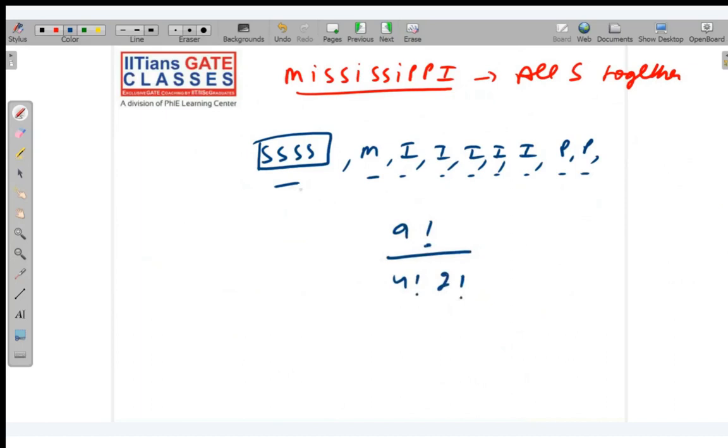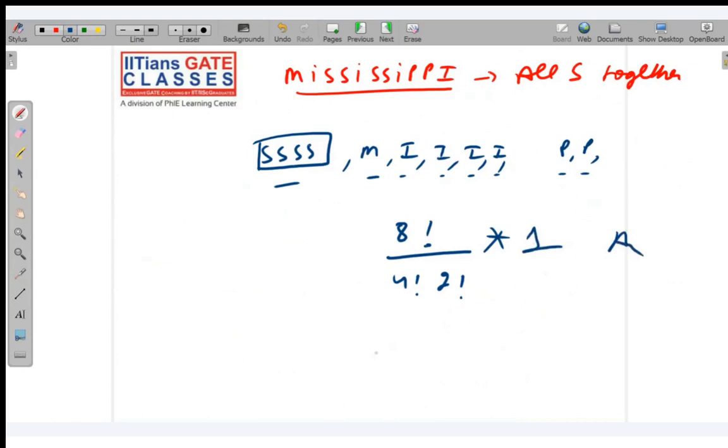Let me see it again. The glued S is 1, then I 2 3 4, P. Okay, I think I have counted one too many. Sorry for that. So it should be 8 factorial. Yes, 1 2 3 4 5 6 7 8. So 8 factorial divided by 4 factorial 2 factorial. Now I will arrange them. How many ways to arrange them? Only one way, because all are identical. So this is my answer.